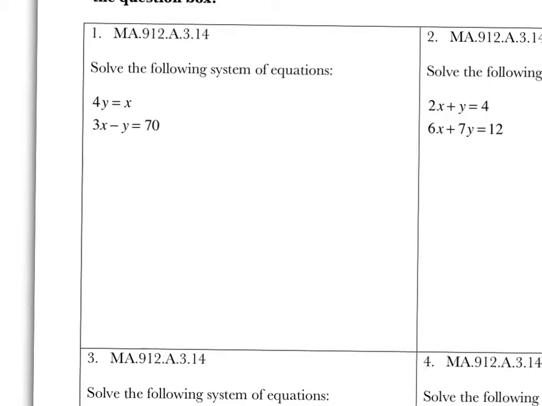So if I do substitution here, I already have x kind of by itself, right? Or it is by itself. So I'm going to take this 4y and I'm going to substitute it in for this x right here.